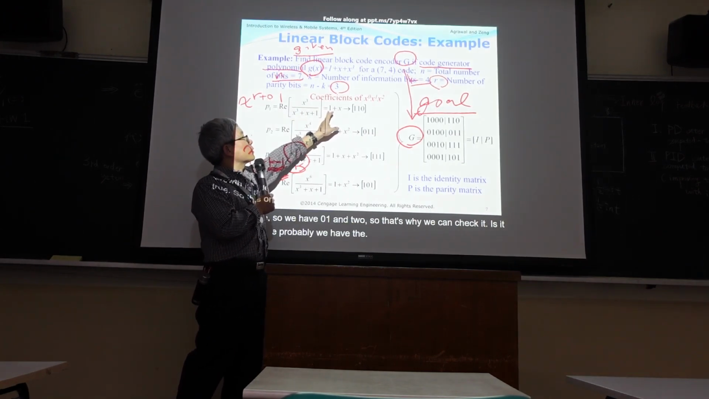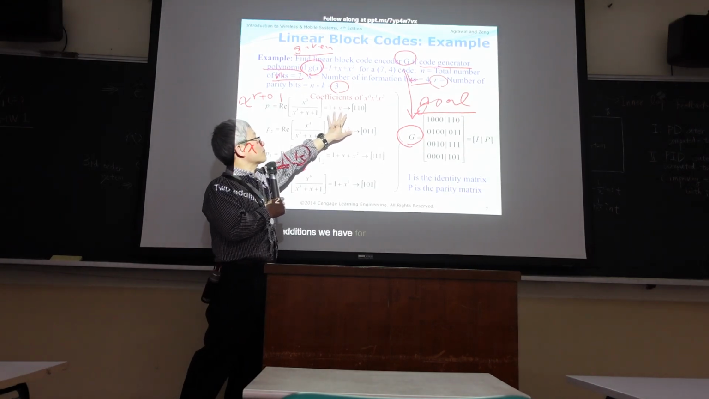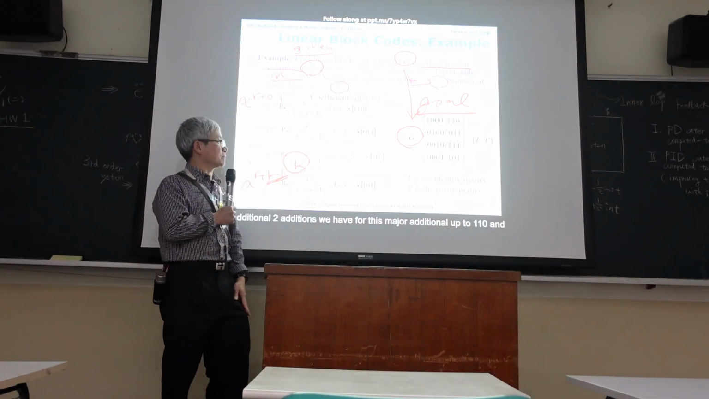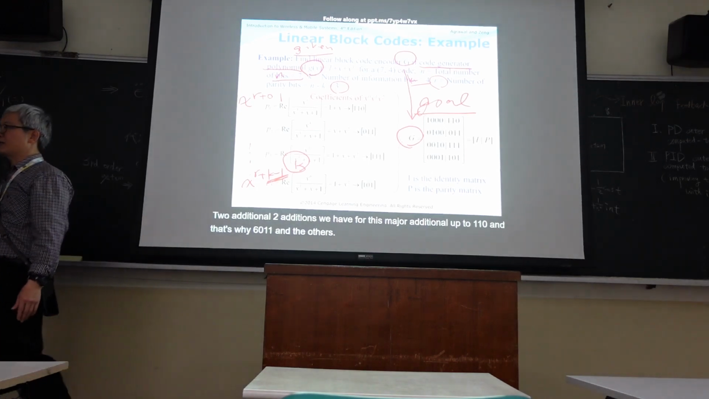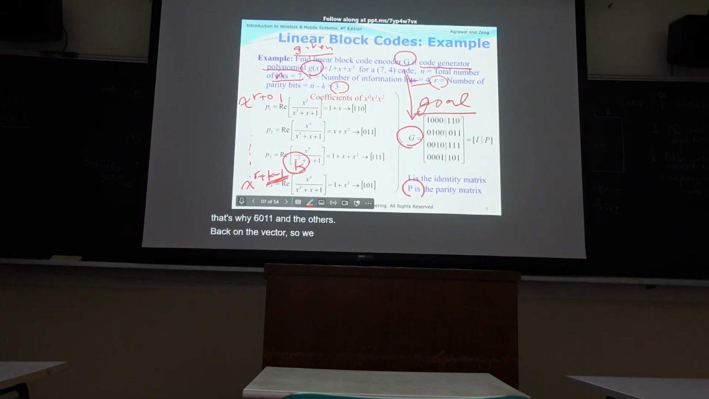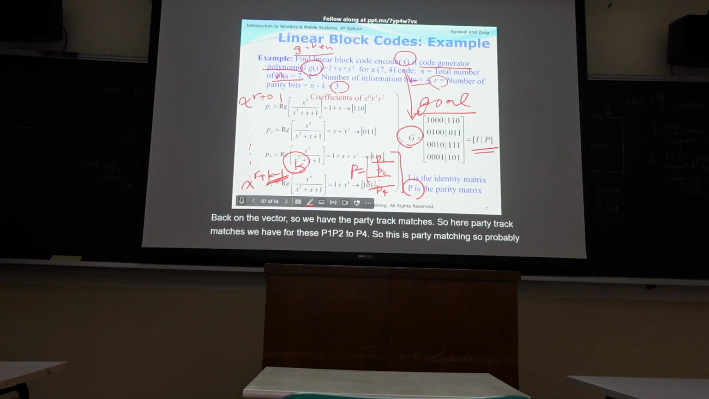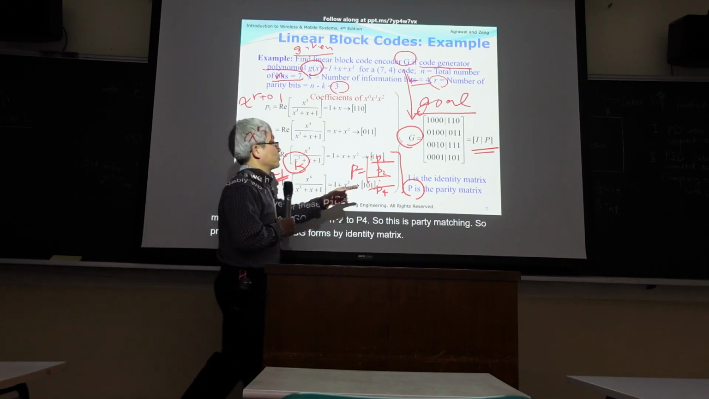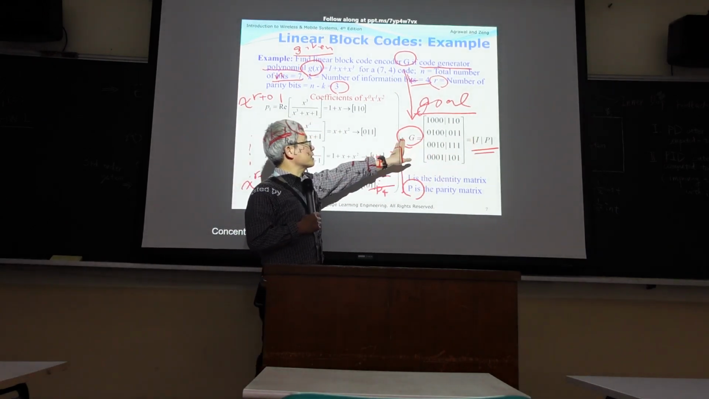So finally, with modulo 2 addition, we have this remainder, and this remainder maps to 1, 1, 0. And likewise this 0, 1, 1, and the others. Well, that's the vector. So we have the parity check matrix, with P1, P2 to P4. So this is the parity matrix. Finally, we have G formed by the identity matrix concatenated by the parity matrix. So we will have this G.